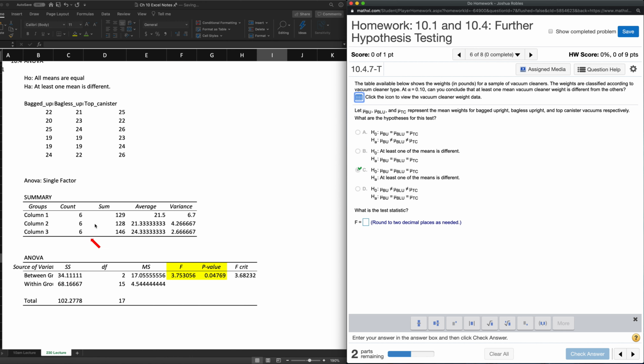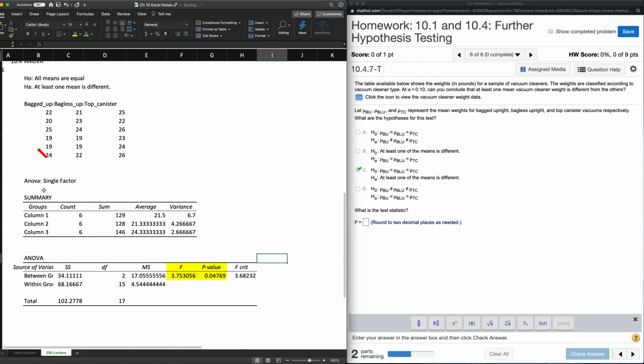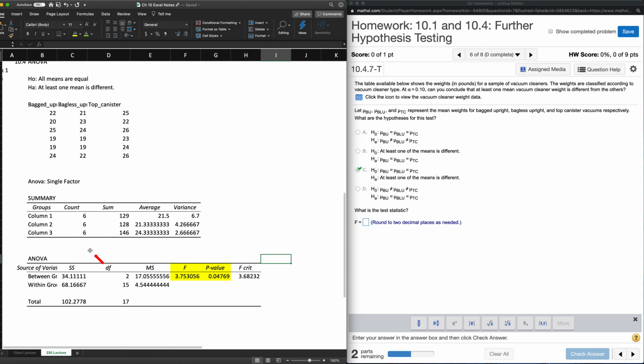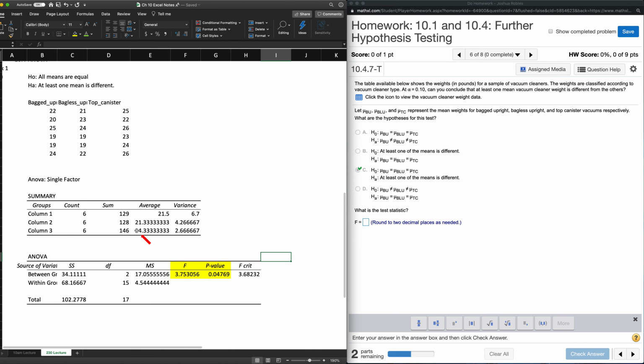So what's compared here is the means of each sample and then how the standard deviation or variance in the sample looks. So if the means are very different and the standard deviations are very small, we would be confident that they would be different. All of the values for one of them might be clustered around, so let's see if we can look at that. So one of the means is 21.5, one of them is 21.3, and one of them is 24.3.